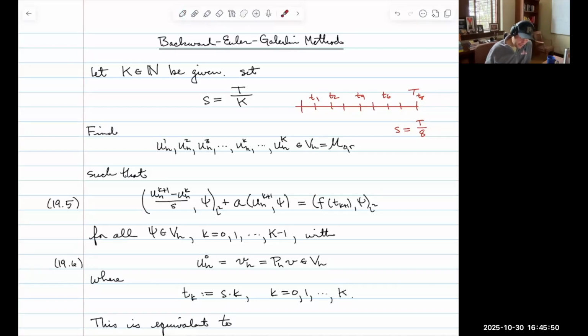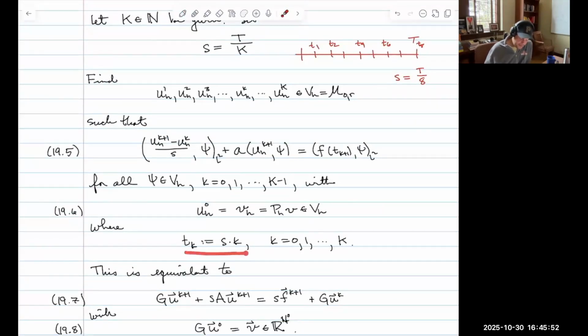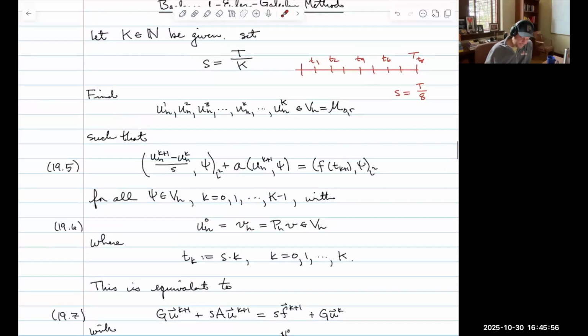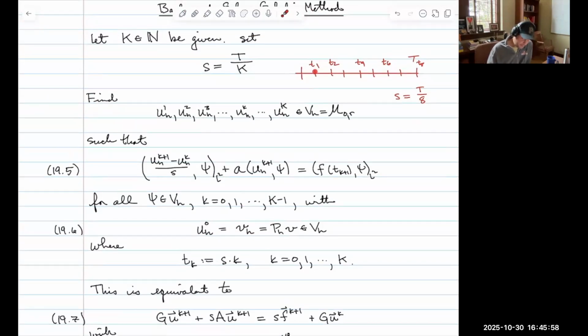The T's are defined down below. Tk is just equal to S times little k. So T1 is just going to be S. This is 2 times S, 3 times S, 4 times S, 5, 6, 7, and 8 times S. Okay, so that seems to be fine.